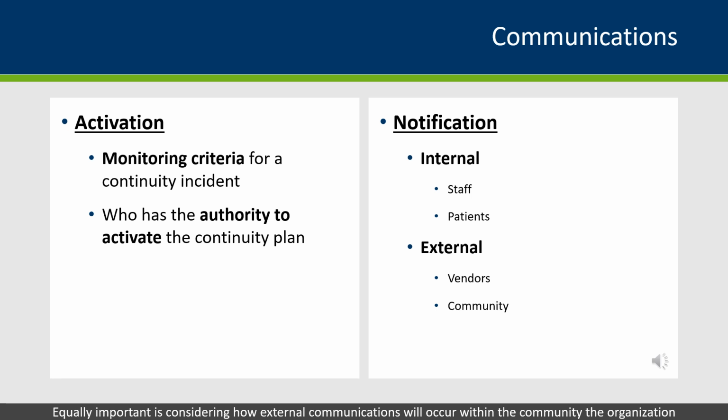Equally important is considering how external communications will occur within the community the organization serves and how vendors will be communicated with. The process for notifying internal and external stakeholder groups, along with who is responsible for performing these notifications, needs to be documented in the COOP plan. Review the activation and notification sections in the COOP plan template. Update the language to reflect the facility's specific information and/or reference the activation process from the EOP.